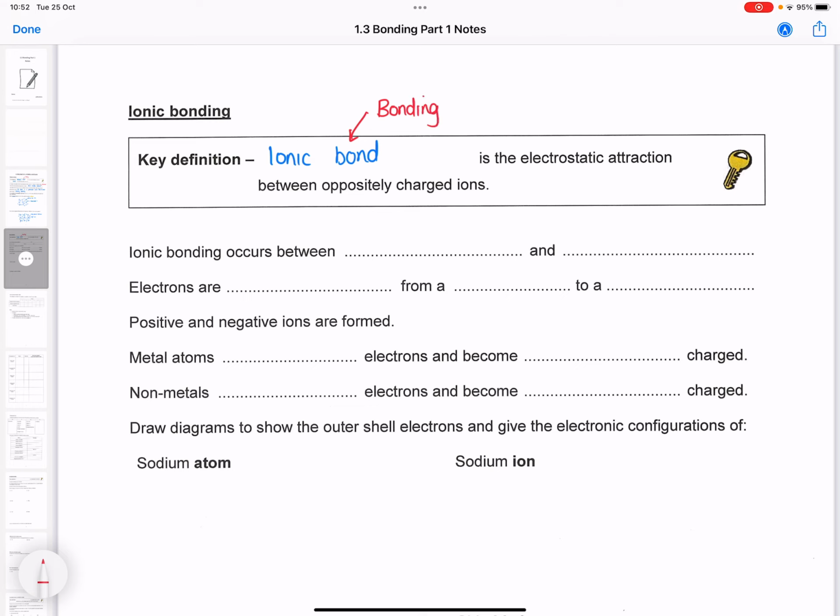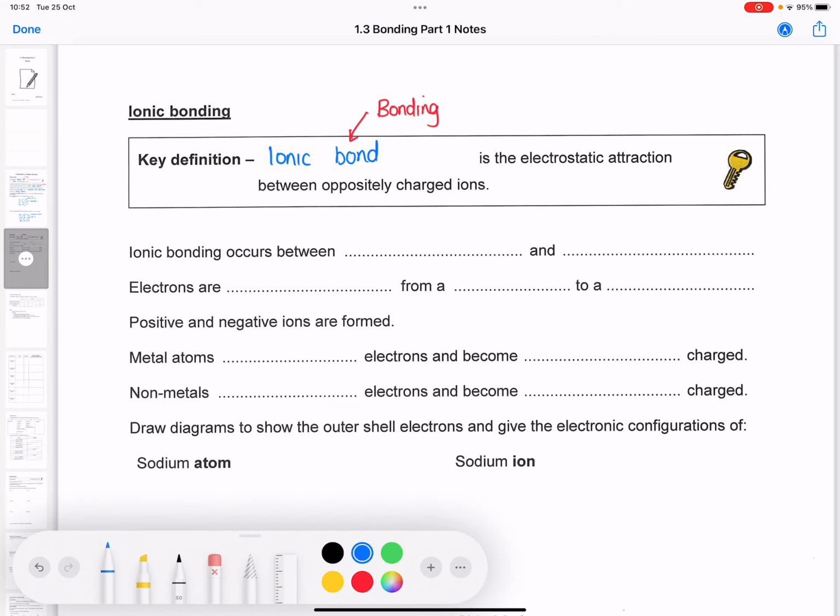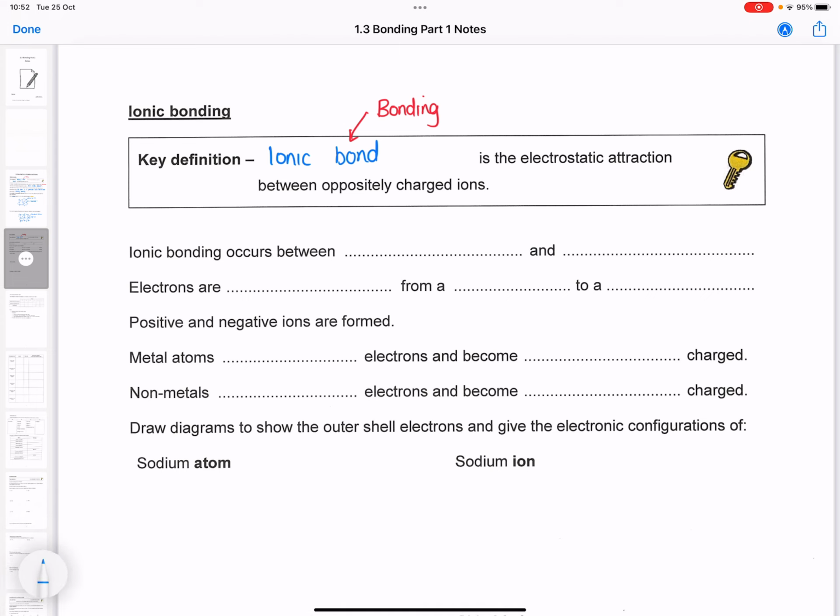So remember, in our video for metallic, we reviewed the structure and the bonding. We need to do the same here. So the bonding is ionic bonding. It occurs between a metal from the left-hand side of the periodic table and a non-metal. So when you have a metal and a non-metal, and we've reviewed this already in the introduction pack, then we're going to get ionic bonding.